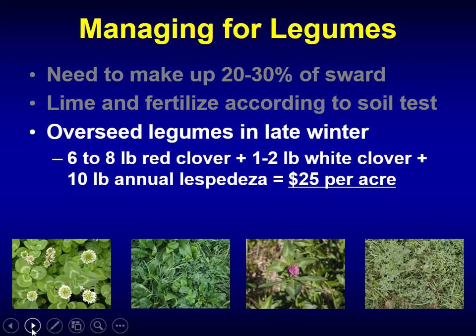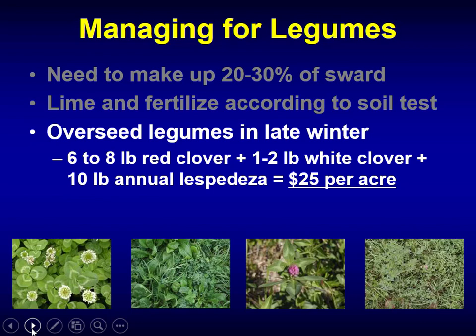They germinate and come up in the spring. Works best with red and white clover, not so well with alfalfa. Alfalfa is not quite as shade tolerant as red and white clover. And generally in Kentucky, we recommend 6 to 8 pounds of red clover broadcast in February with 1 to 2 pounds of a ladino or a large type white clover. And you can always throw a little bit of annual lespedeza in there if you want a summer annual legume in that mixture.